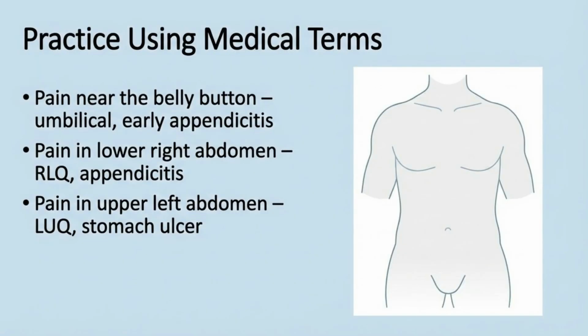Let's practice applying what you've learned. If a patient points to the area near their belly button, you can document this as the umbilical region. Early appendicitis is a possible concern. Lower right abdominal pain may indicate appendicitis. Upper left pain could point to stomach ulcers.